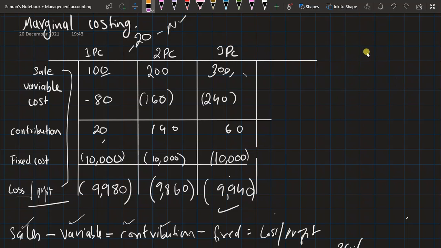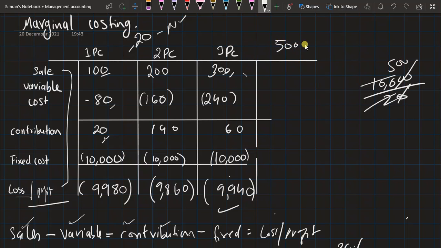So with the PVR ratio, and the PVR is 20%, we have to divide it with 20, because our PV ratio came to 20. So basically we need to find it with 20. So this will be 500 pieces. We will require 500 pieces.